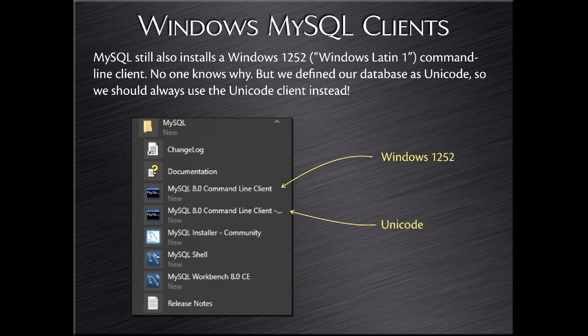So we always want to be using the Unicode one, and it makes sense, right? I mean, our database now is in Unicode. Our client should be in Unicode. Our text editors will need to be in Unicode. We want Unicode everywhere, all the time, constantly, and then we'll be okay with characters.